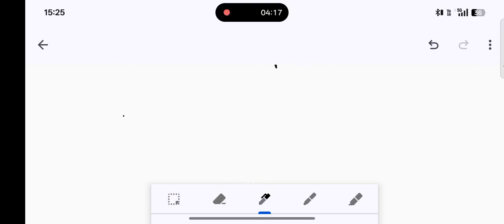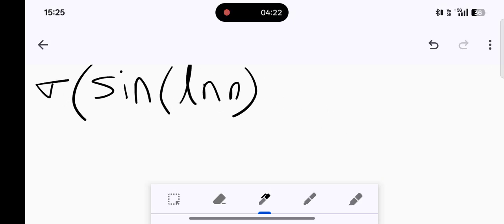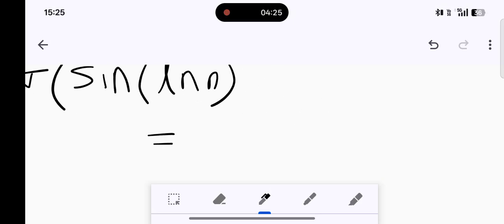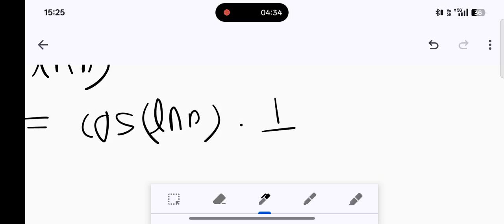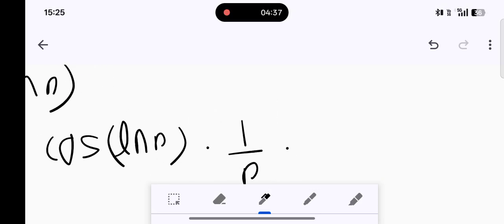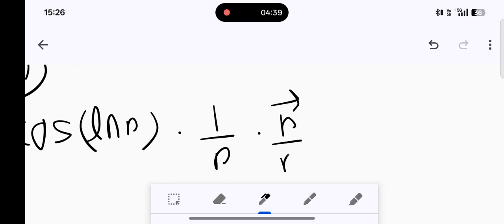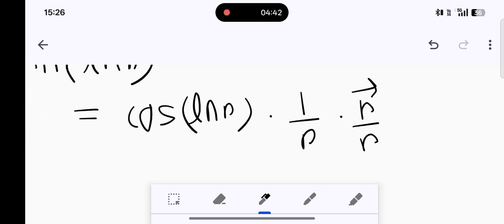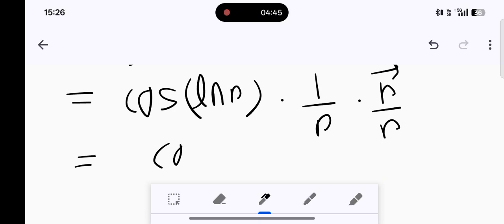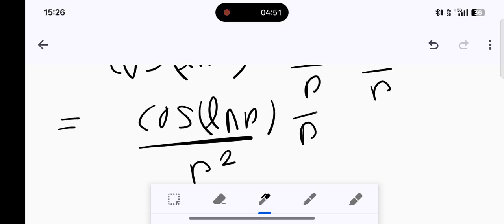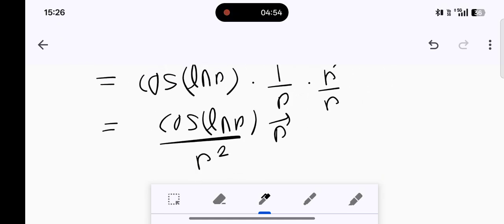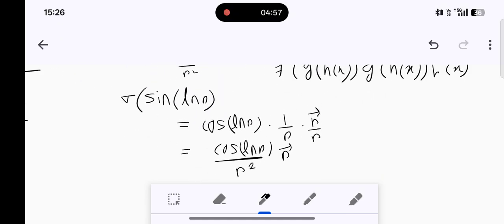Now let's say this is the question, something like sine ln r, just assume. Now what is the differentiation of sine x? The differentiation of sine is cos x, right? So this is cos ln r. Now the differentiation of ln r is 1 by r, and the differentiation of r is not differentiation actually, but still just say it's a differentiation. Very easy to understand. This is cos ln r divided by r square into r vector. So hopefully you can understand how we can deal with such kind of questions.